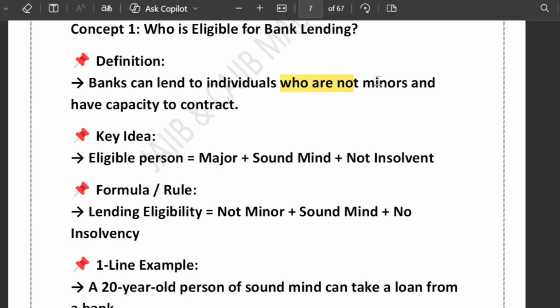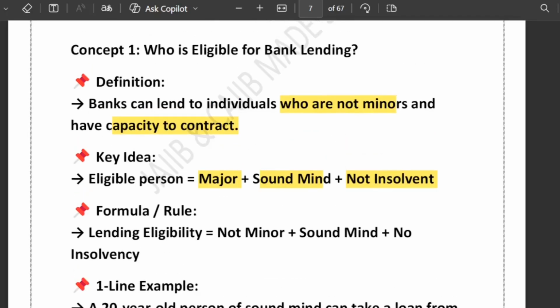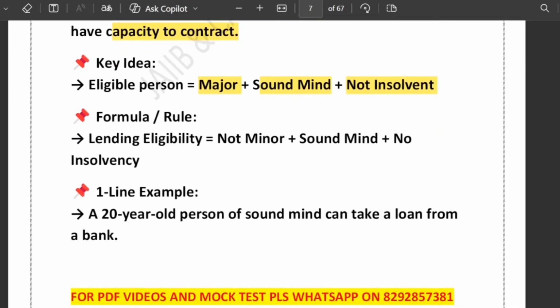Two words are there: not minor and have capacity to contract. So an eligible person includes someone who should be a major, obviously not a minor. He should have sound mind and he should not be insolvent, right? These are the eligible person: major plus sound mind plus not insolvent. So the rule is very simple. Lending eligibility means not minor plus sound mind plus no insolvency.